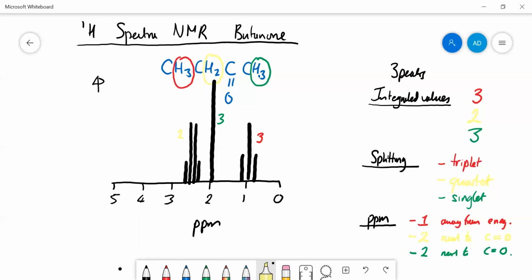The green peak, because it's not split, is going to be very tall because the area is still going to be quite big. It's going to have an area under 3 in it, so it has to be pretty tall. The quartet, this one here, let's have a look at that.